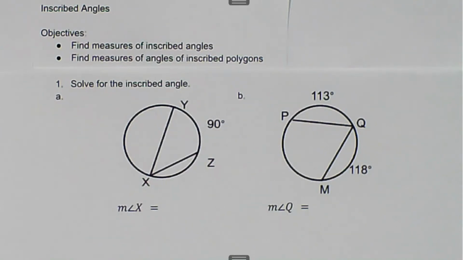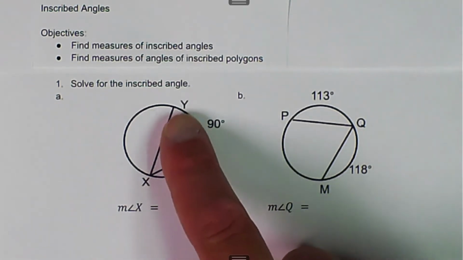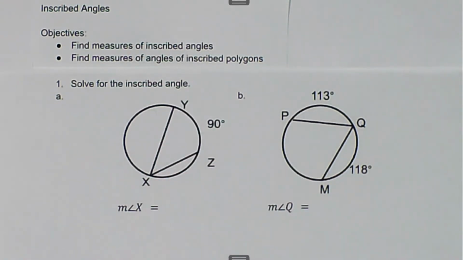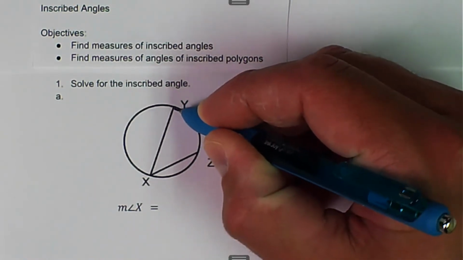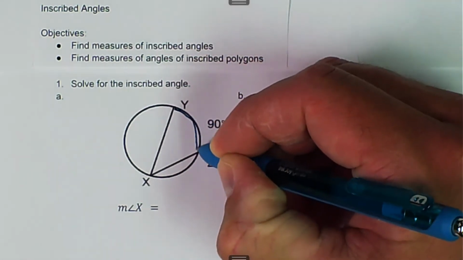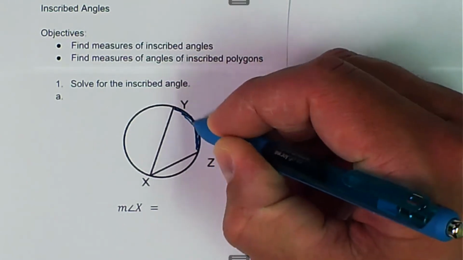We are talking about inscribed angles, and we want to find the measure of inscribed angles and find the measures of angles of inscribed polygons. So here we have example 1 where it says solve for the inscribed angle, and it tells us that the intercepted arc is 90 degrees. So that's the arc from Y to Z right here is 90 degrees.